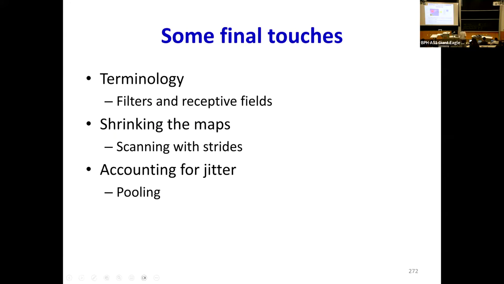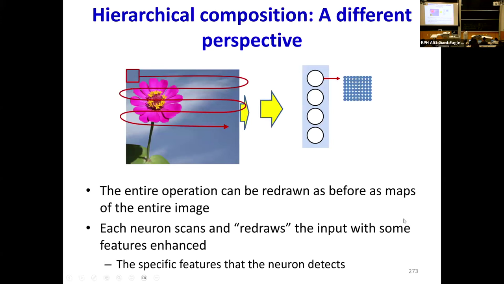Some final touches. Firstly, when I look at scanning, the entire operation can be redrawn as maps of the entire image. Each neuron scans and redraws the input with some features enhanced. So you can think of each of these as a filter which is scanning the input and highlights when something shows up, right? You can think of this neuron as creating a map of the input, except that anytime maybe a petal shows up, the colors are enhanced. So you can literally think of it as enhancing the input through feature detection.